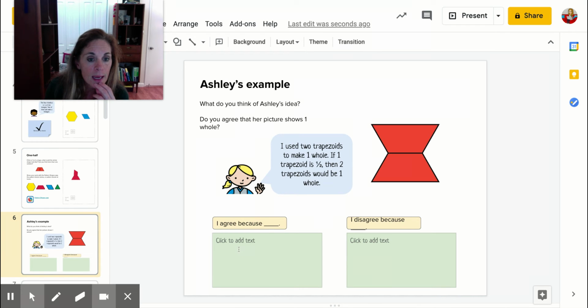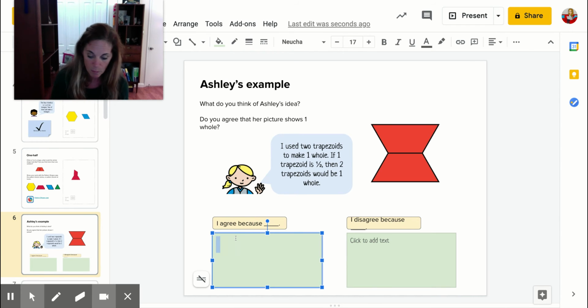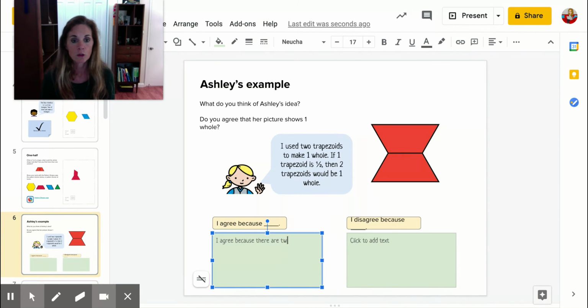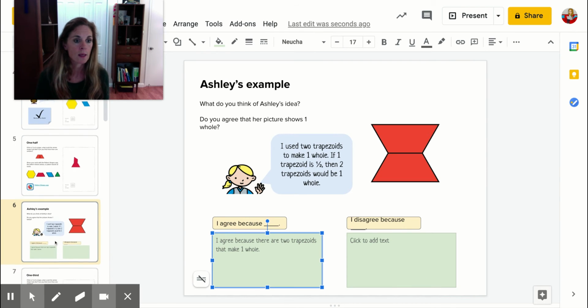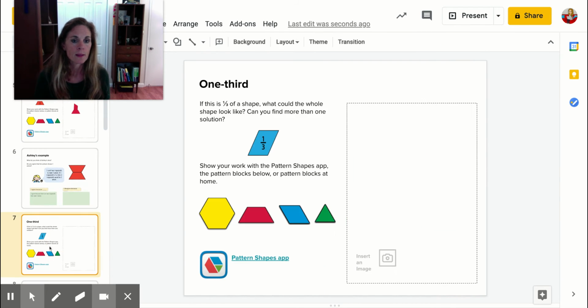And you would say, I agree. Personally, I agree, because there are two trapezoids that make one whole. And then I'm not going to fill out that disagree one because I don't disagree. I agree with Ashley. Let's look at this one.